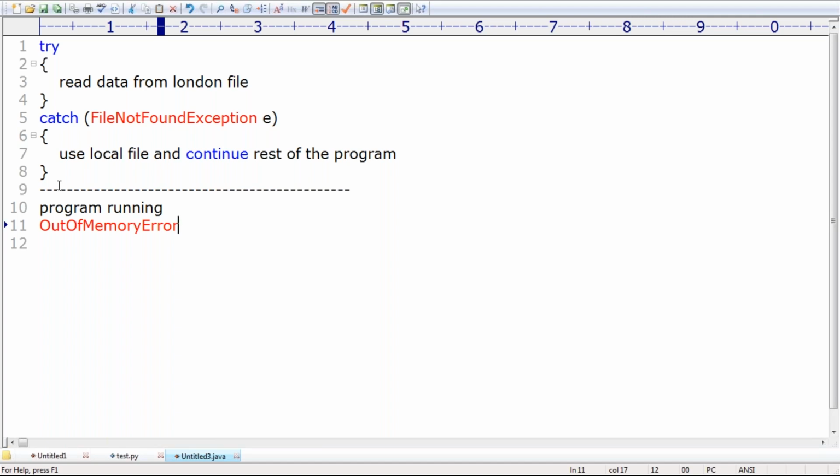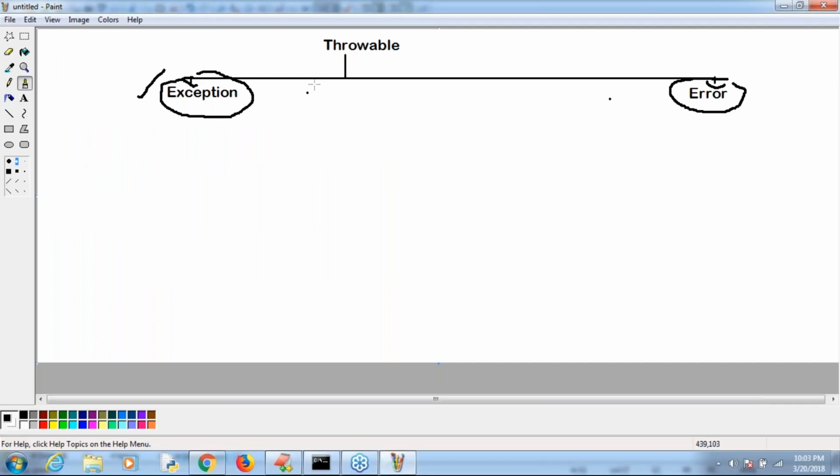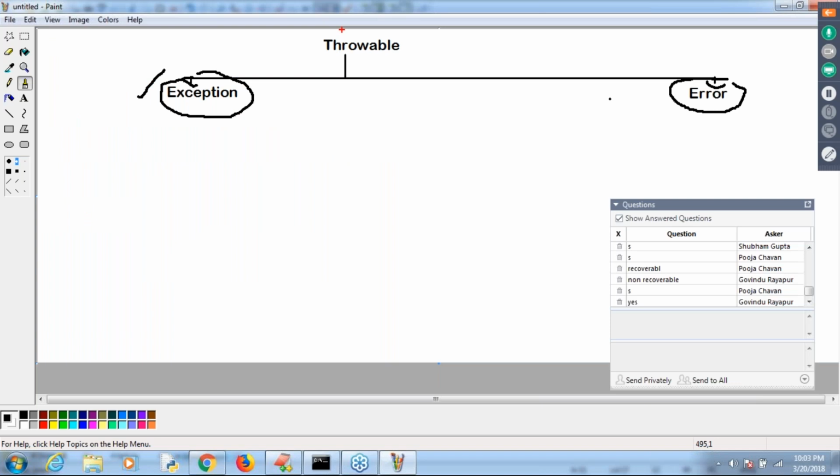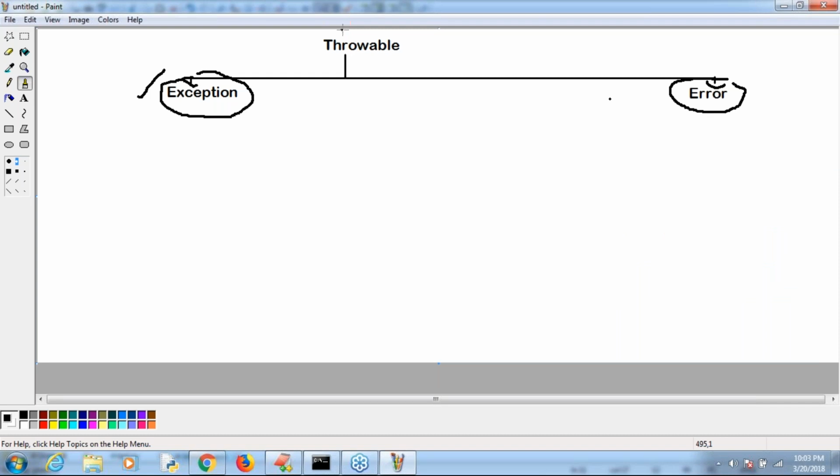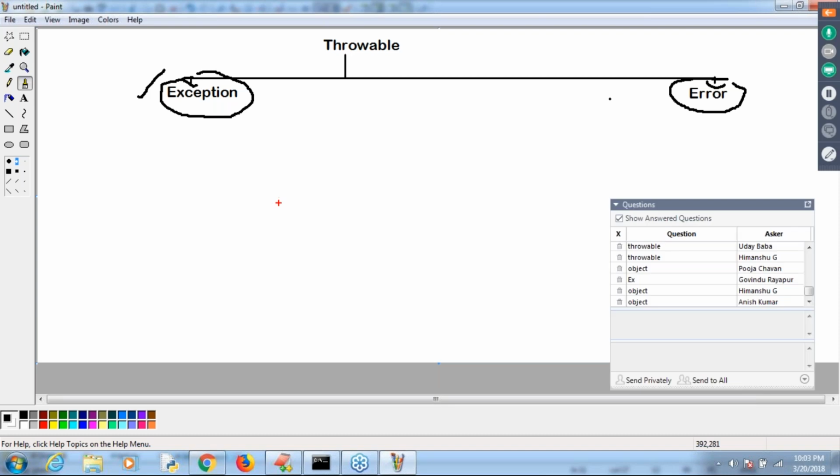Next, which class acts as the root for the whole exception hierarchy? Yes, Throwable acts as the root for the exception hierarchy. Throwable is the child class of what? Throwable is the child class of Object. You people should be aware that Throwable itself is the child class of Object, right?